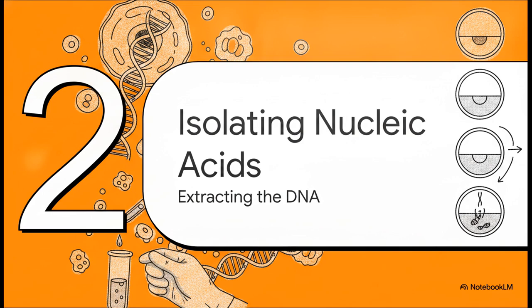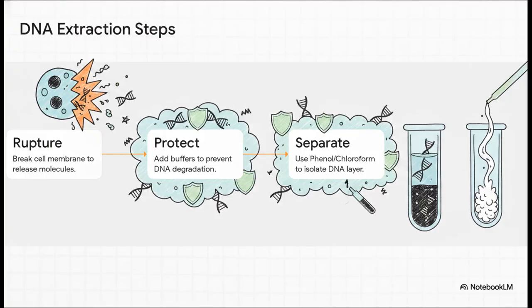Moving right along to phase 2, isolating the nucleic acids. Now that we have our target, we actually need to go in and gather the raw genetic materials from the host organism. We need to extract that DNA. This isolation process is just a beautifully systematic chemical extraction. First up, we physically rupture the cell membrane to spill everything out. But cells are packed with enzymes that love to chew up loose DNA, so step 2 is quickly adding buffers to protect our nucleic acids.